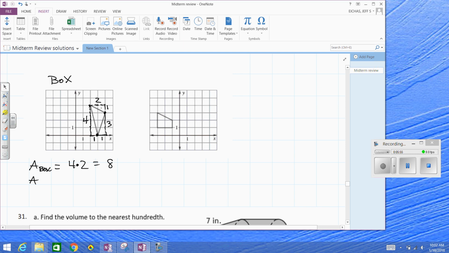I'm going to call this triangle A, triangle B, and triangle C. We're going to cut those away. So the area of triangle A is 1/2 times 2 times 1. Area of triangle B, 1/2 times 3 times 1. Yes, that's a decimal. That does happen.